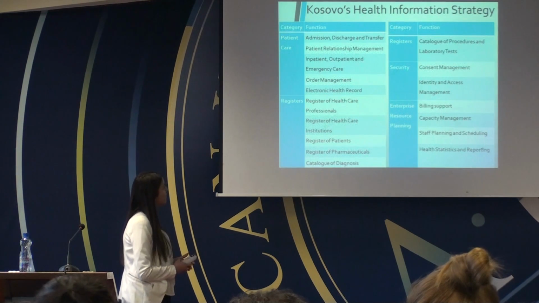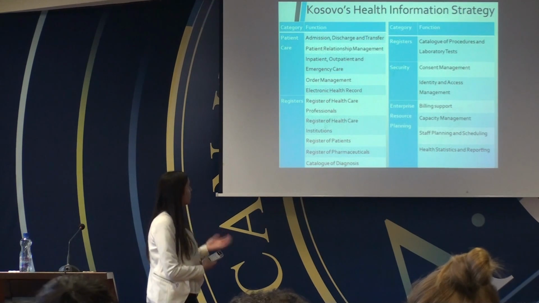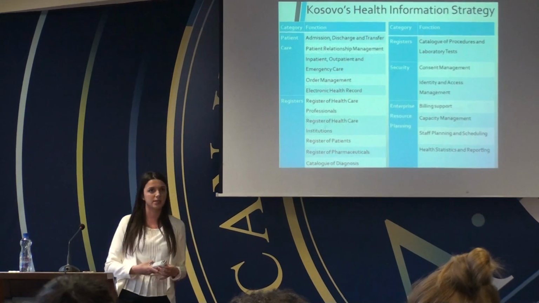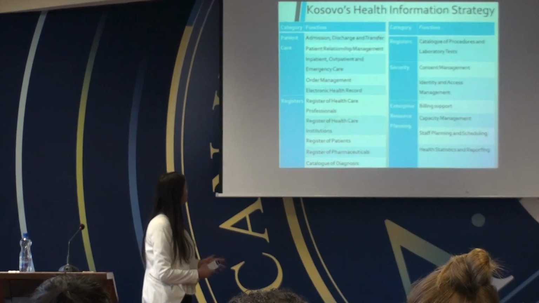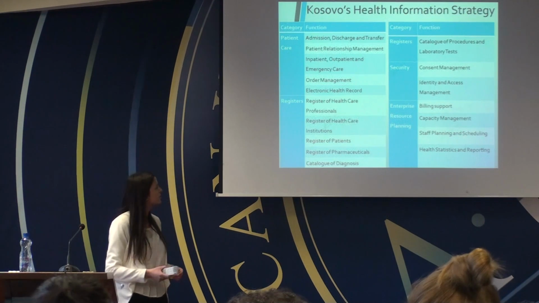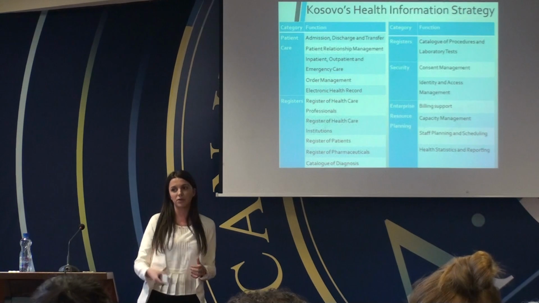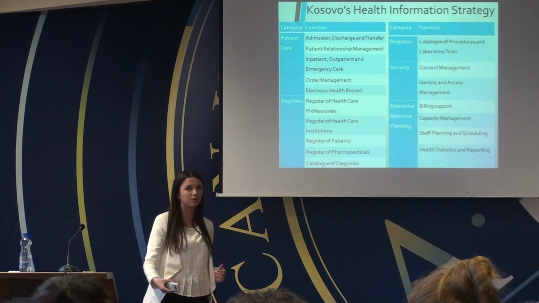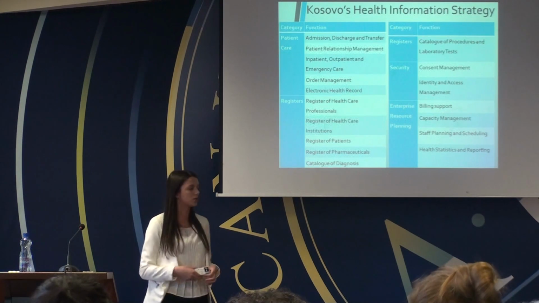In Kosovo's health information strategy, there have been predicted some of the functionalities that Kosovo's health information system will have in the future. And they are broken down in these 4 main categories, which are patient care, registers, security, and enterprise resource planning. There are also other functionalities that have been predicted by the health information strategy of Kosovo, but which are not relevant to this research project.